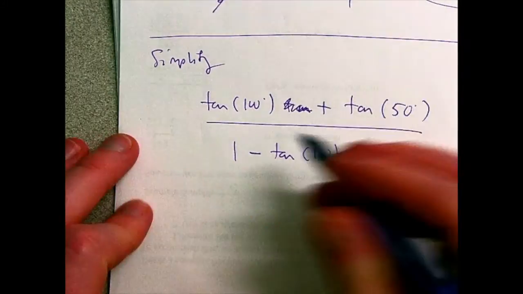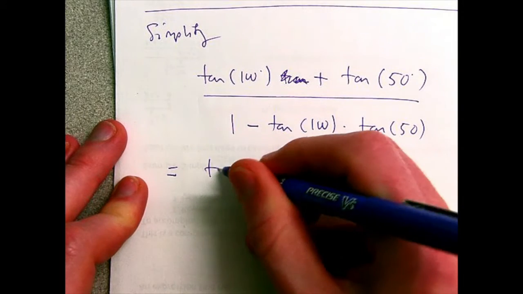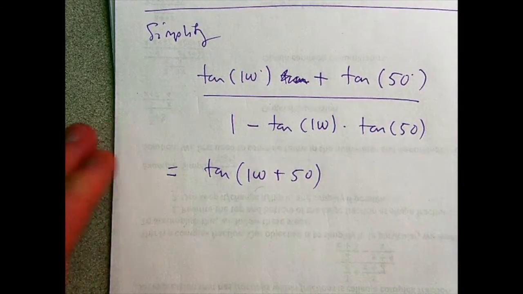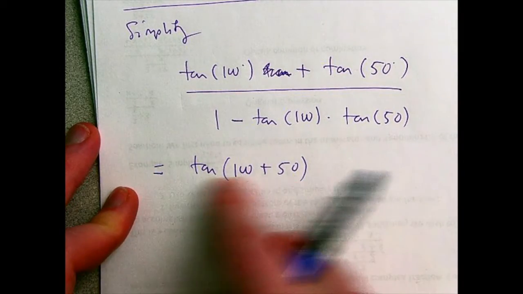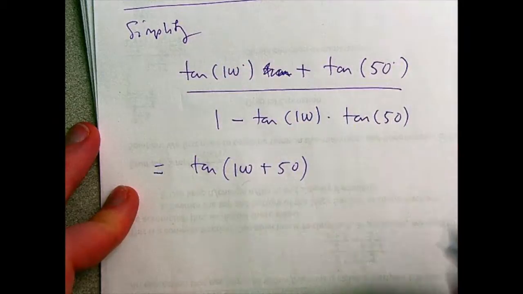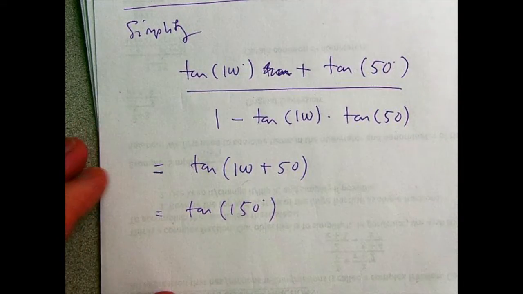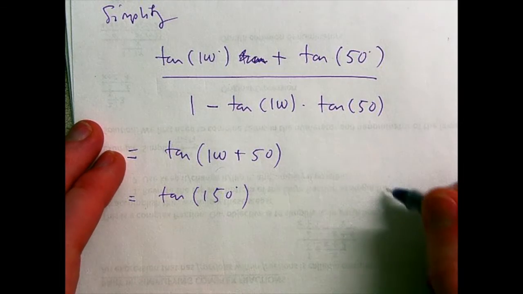So believe it or not, this is actually just the tangent of 100 plus 50. If you applied the angle sum formula to this expression, then you would get exactly this. Of course, that's just tangent of 150 degrees. What exactly is that? I'm not really sure.